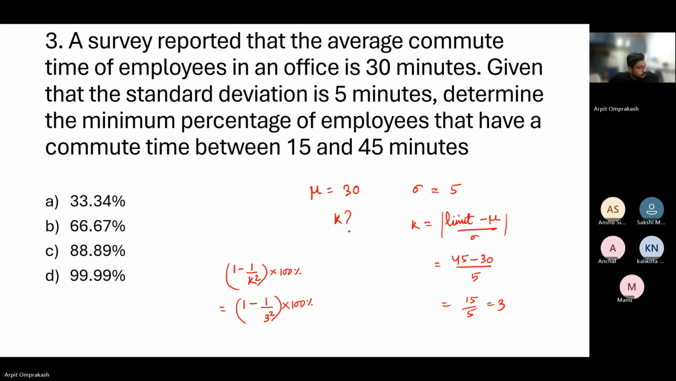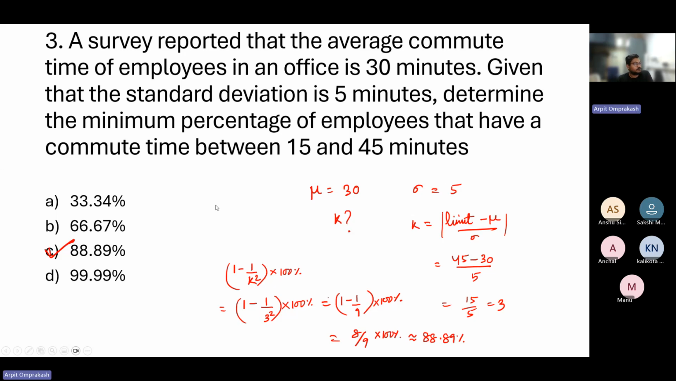Yeah. So, sorry, this turns out to be (1 minus 1/9) times 100%, which is basically (9 minus 1)/9, that is 8/9 times 100%. This is approximately 88.89%. So the answer here will be option C, 88.89%.